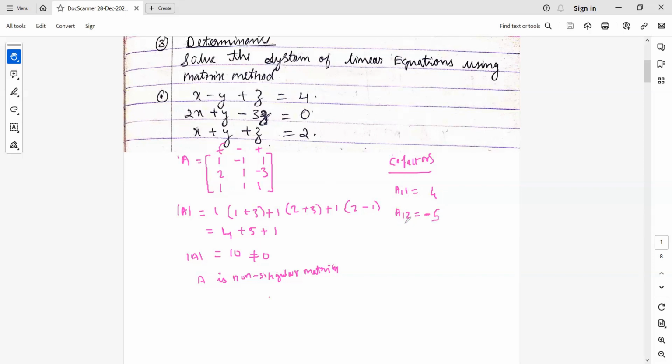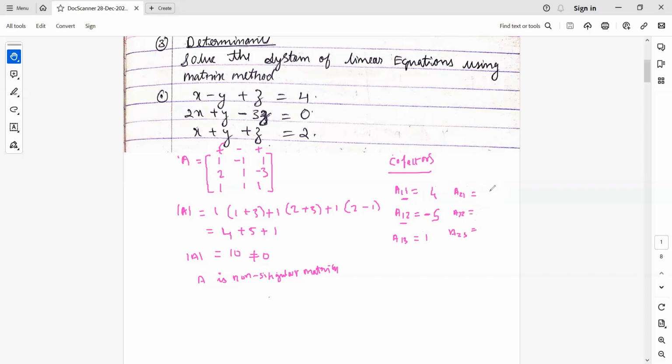Okay, so when this sum is an odd number, a negative sign will occur, and when the sum is even, the sign will remain as it is. Similarly, we need to calculate the cofactors of all the elements. A13 will be equal to 1, then similarly A21, A22, A23.